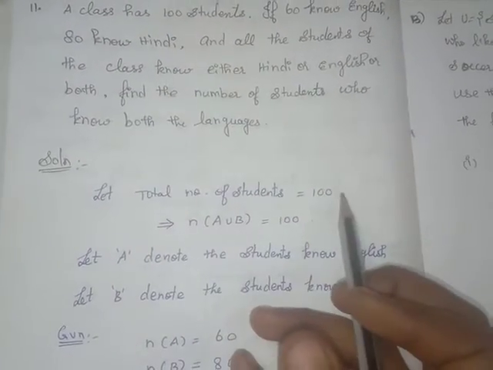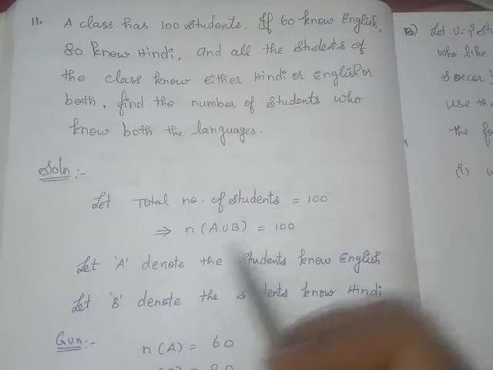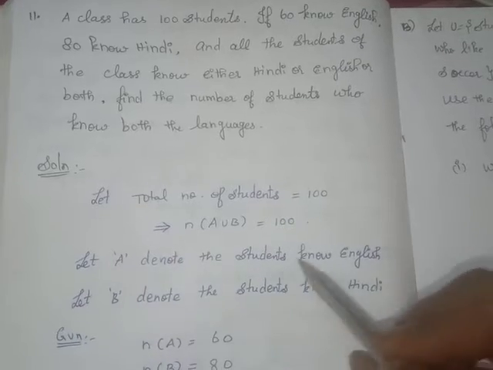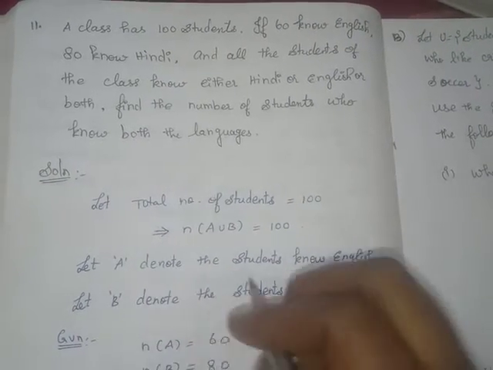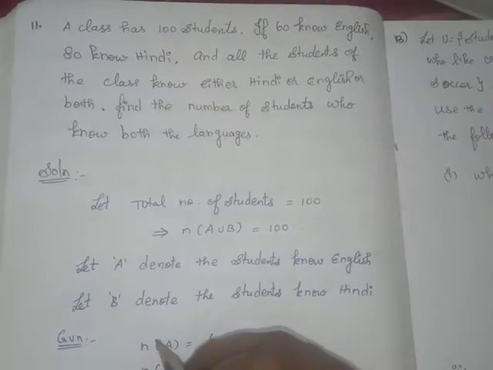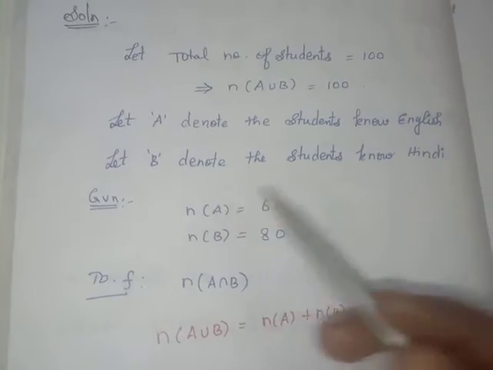Total number of students is equal to 100. Total number is nothing but A union B. Number of A union B is 100. So let me take A to denote the students who know English. I take the students who know Hindi as B. So denote B is Hindi.